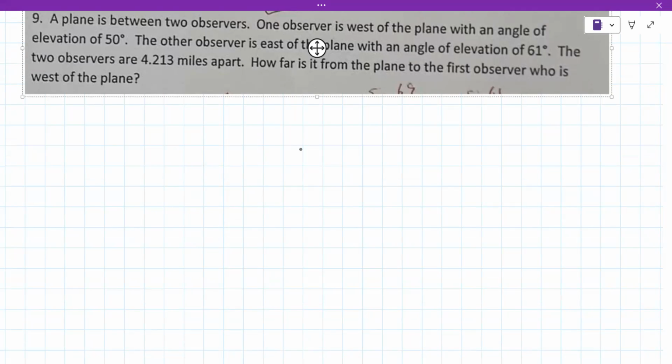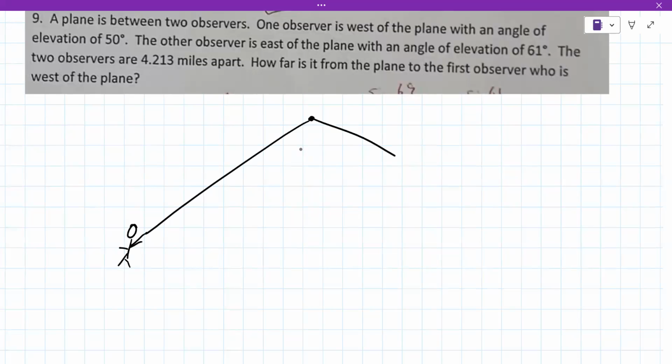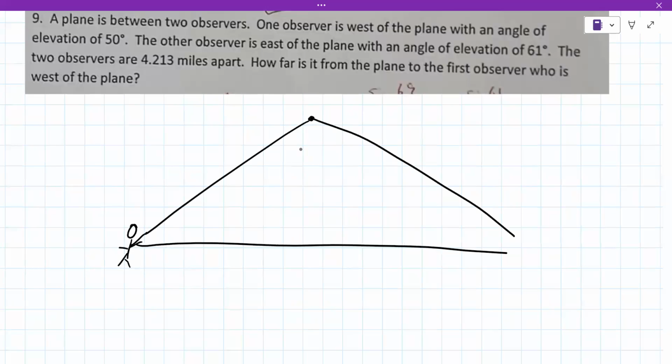Okay. So you have to kind of start a little. You're like, okay, person 1 over here, and then person 2 over there. One observer is west of the plane, so west will be to the left here. Angle of elevation of 50. The other observer east of the plane is 61 degrees. The two observers are 4.213 miles apart.